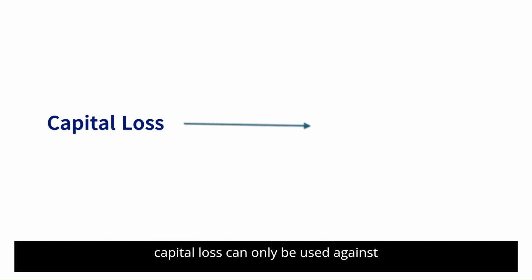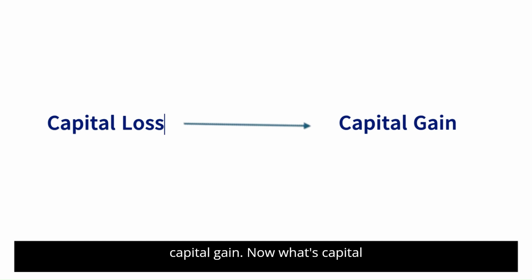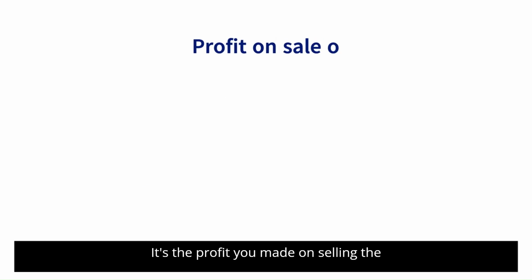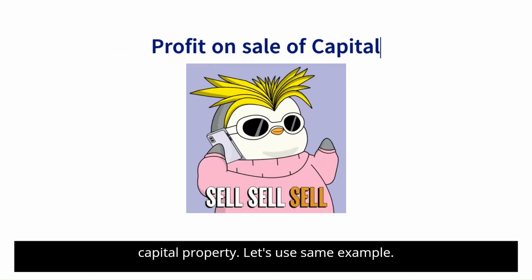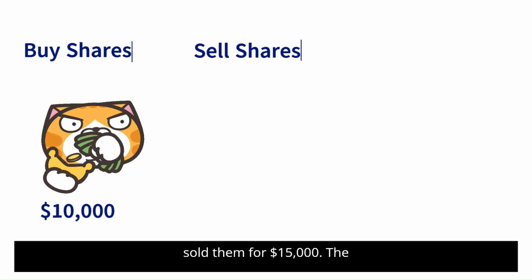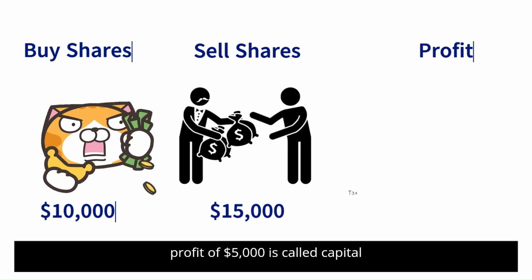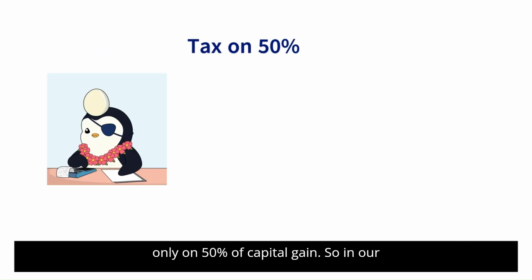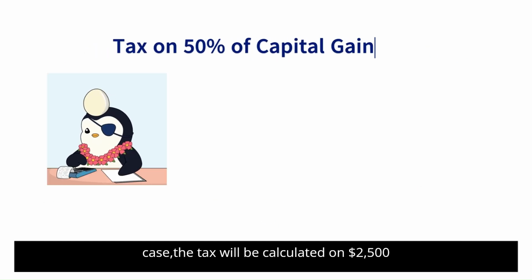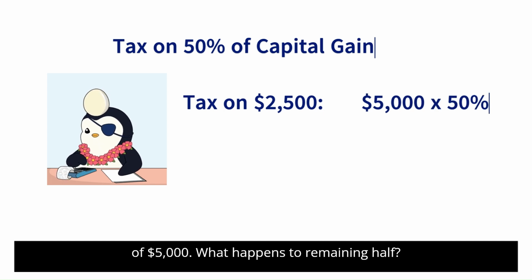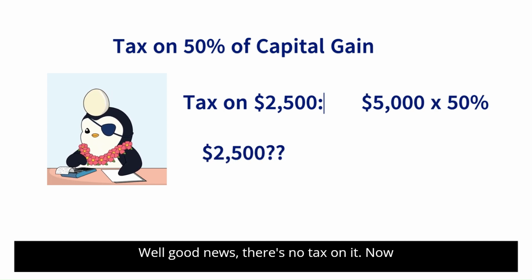Now here's the catch. The capital loss can only be used against capital gain. Now, what's capital gain? Yes, you guessed it right. It's the profit you made on selling the capital property. Let's use same example. You bought shares for $10,000 and sold them for $15,000. The profit of $5,000 is called capital gain. Now, you have to pay tax only on 50% of capital gain. So in our case, the tax will be calculated on $2,500, that is, half of $5,000. What happens to remaining half? Well, good news, there's no tax on it.